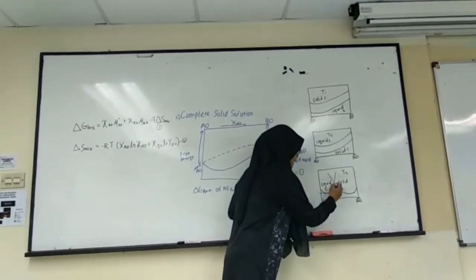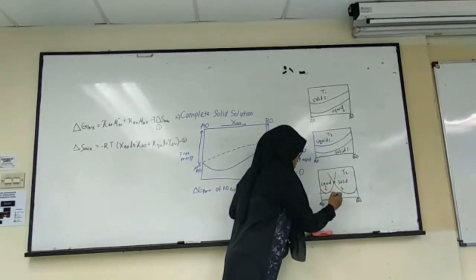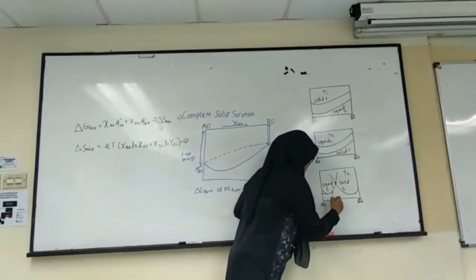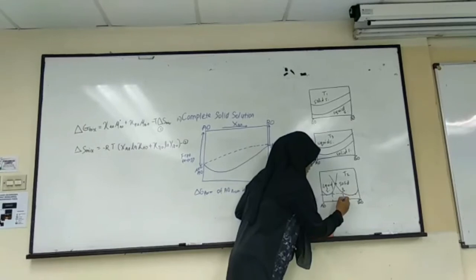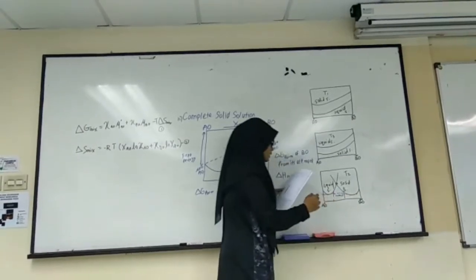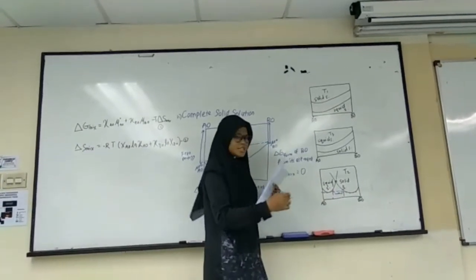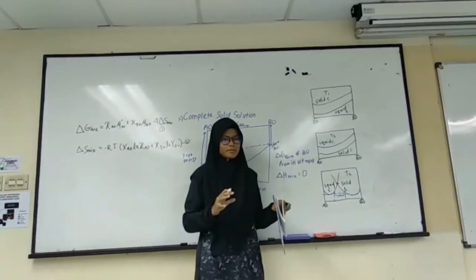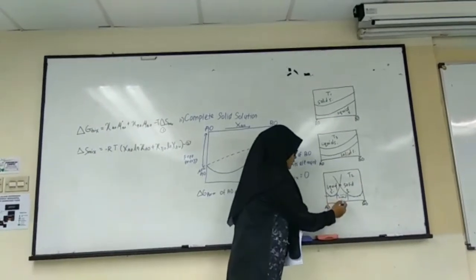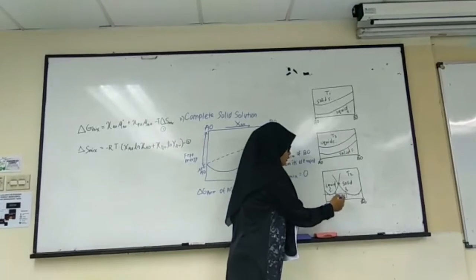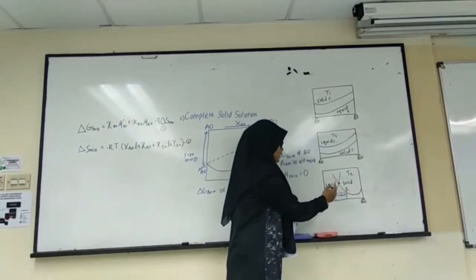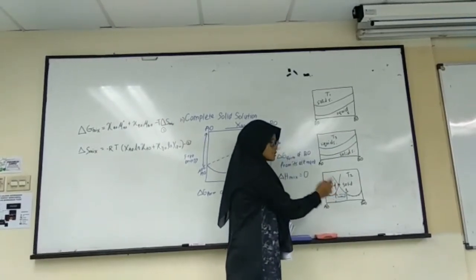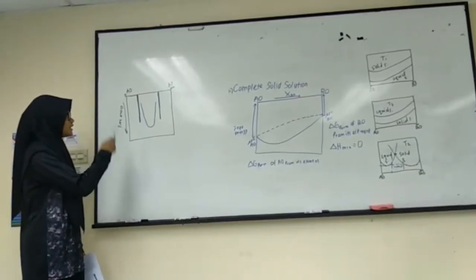And if there is an intersection here, at this point it will show the lowest free energy of both systems. The lowest free energy of both systems will occur only if there is an intersection between the liquid solution and the solid solution.